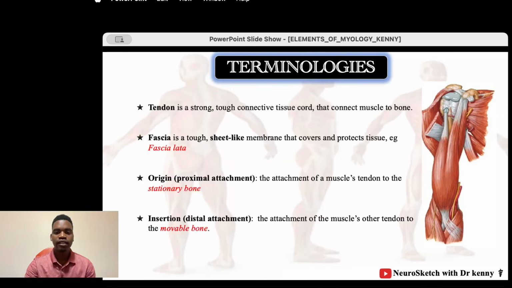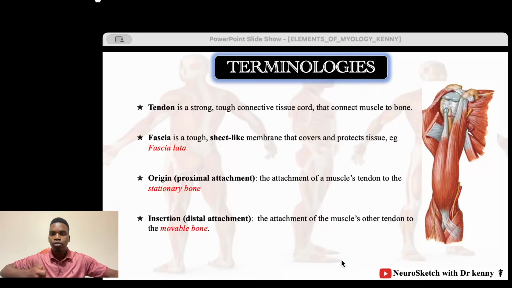We have some associated structures, the structures that are associated with the muscular system, and we have a tendon. A tendon is a tough connective tissue that will connect a muscle to a bone. For example, this is a muscle, and this is the tendon. So a tendon will always be there to connect a muscle to a bone.